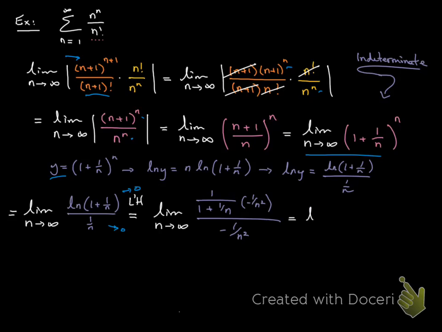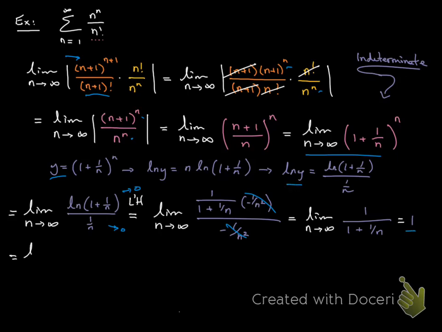So actually those two expressions are going to disappear. These guys are going to cancel, and I'm left with 1 over 1 plus 1 over n. The result there is indeed 1. As n goes to infinity, 1 over 1 plus 0 is 1. But this is all the limit of the natural log of y.